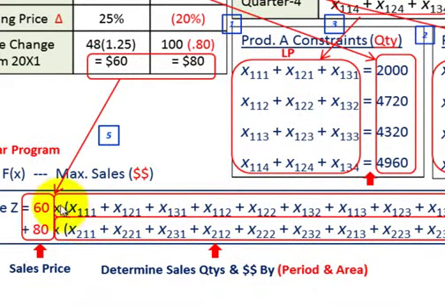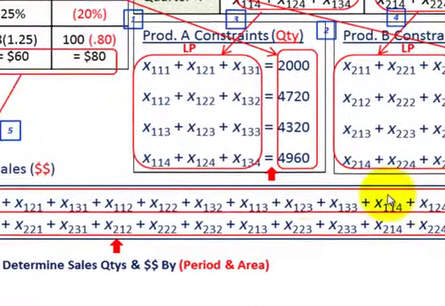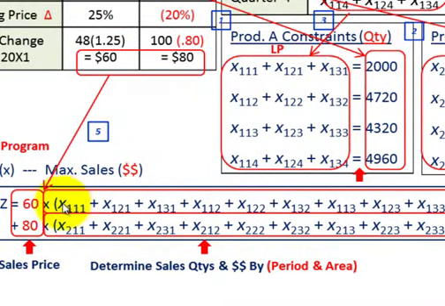So you can see what's going on here for product A. Got all of them added together. You're taking 60 times that whole quantity. Actually, you have to distribute those in your linear program. However you set it up, it's taking 60 times x111, plus 60 times x12, and so forth. These represent your different quantities based on those different areas by period.